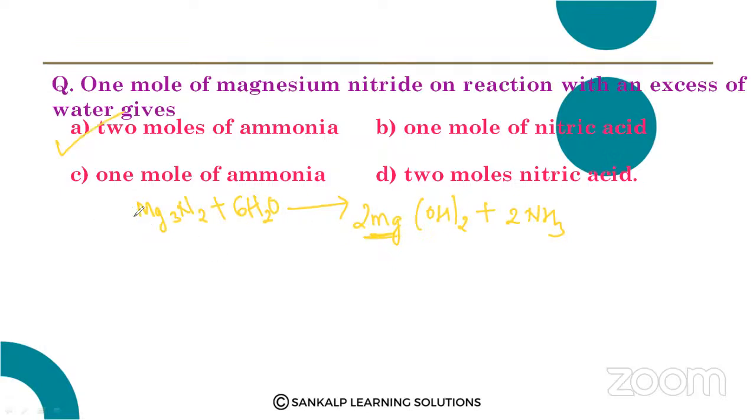Now check whether it is balanced or not. Mg is 3. Then hydroxide: oxygen is 2 times 3, which is 6, so 6 oxygens are there. Hydrogens are also 6. On the other side, hydrogens are 12 and oxygen is 6. So the answer is 2 moles of ammonia. So you have to write the equation and simplify further. We'll see the next one.